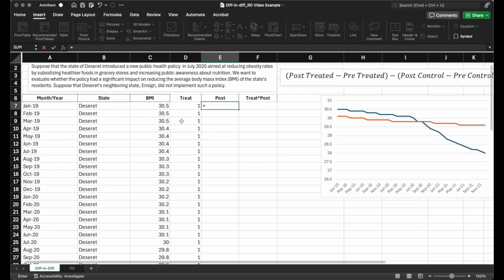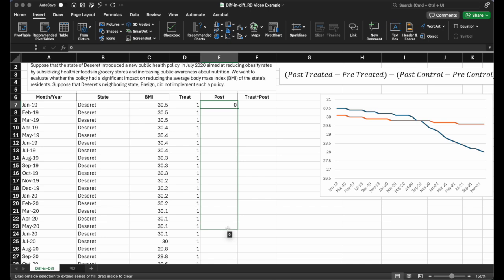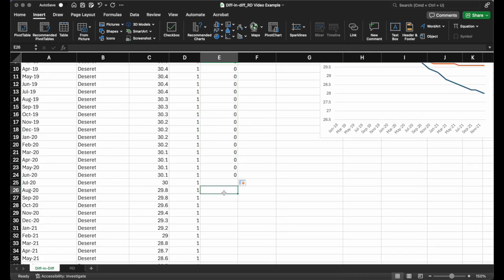Well, trying to code an if function for this one would be extremely difficult. So I think this one's actually just easier to put 0 and just look at the dates. If it's in the pre-group, so anything before July of 2020, it's going to be 0. Anything after July of 2020 is going to be 1.